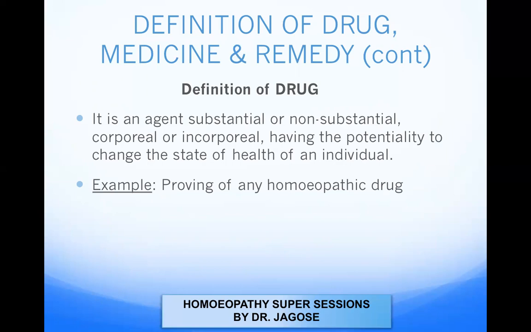Substantial meaning essential. So out here, you have a substance which produces a specific effect, or rather a substance which produces an essential specific effect on the physical body and having the potentiality to change the state of health of an individual. For example, proving of any homeopathic drug. So basically, when you prove any homeopathic drug, it will fall under the definition of the drug.